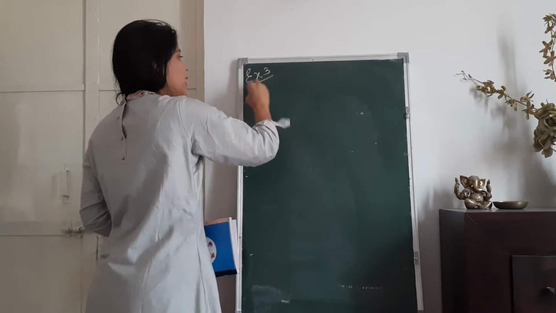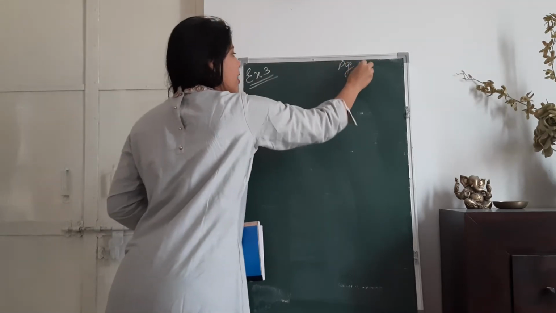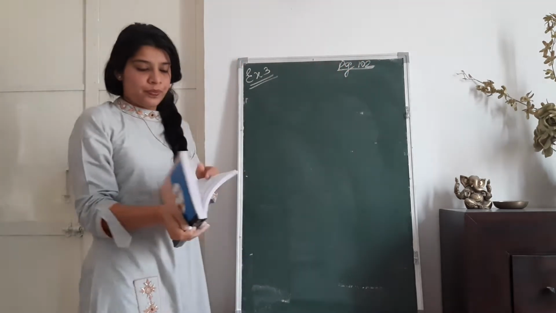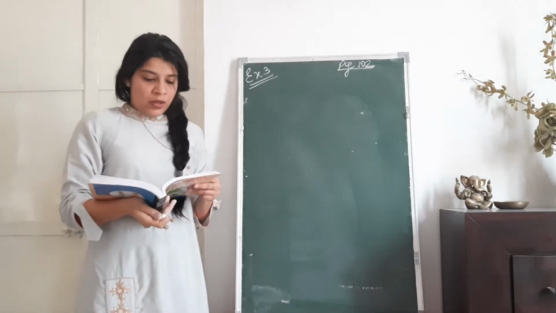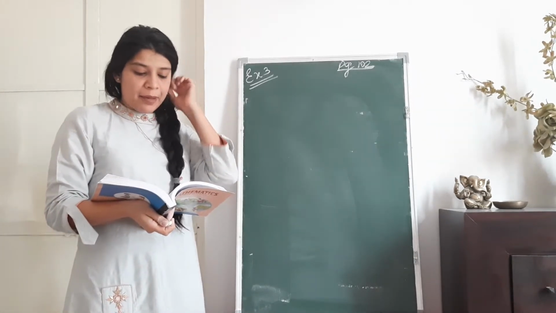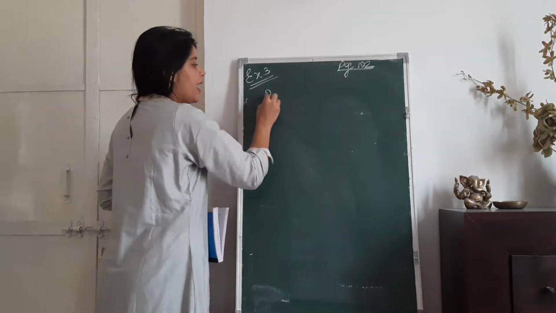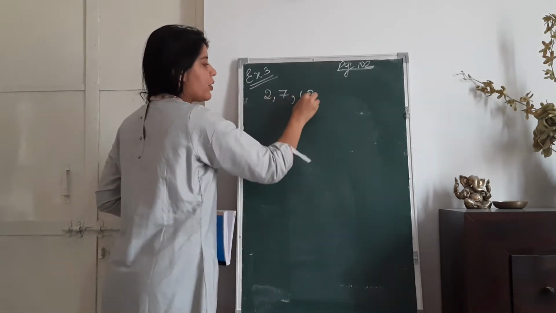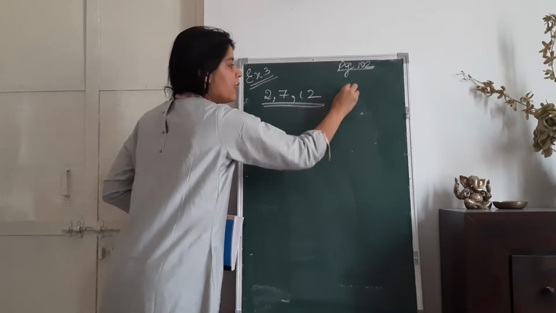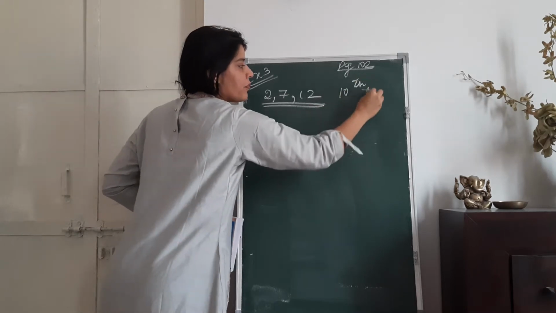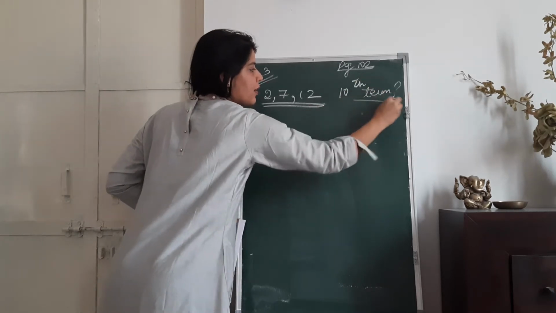Example 3, page number 102. Find the 10th term of an AP 2, 7 and 12. So basically an AP is given, 2, 7 and 12, and you have to find the 10th term of this AP.